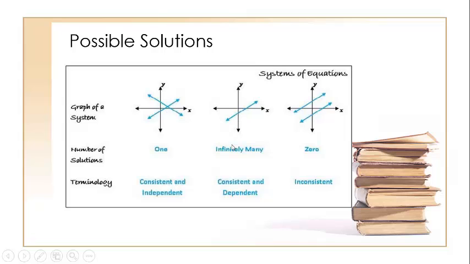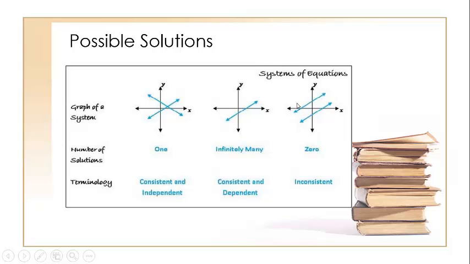Or you could have infinitely many solutions. That means the two lines are really the same. They overlap one another. So the equations are the same, especially when you reduce them or manipulate them, they end up being the same.